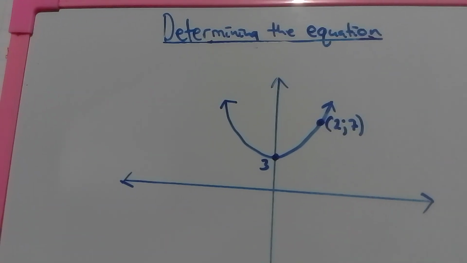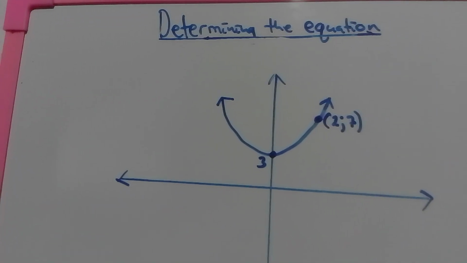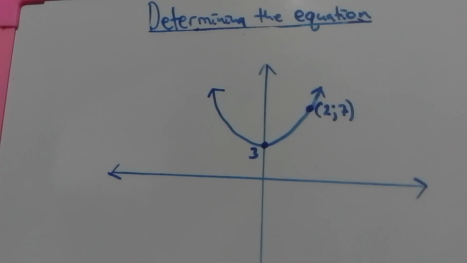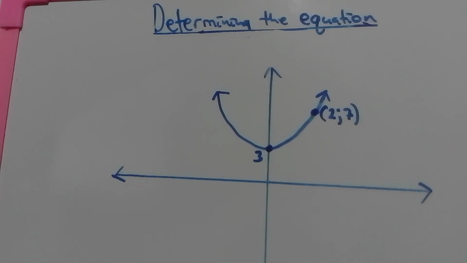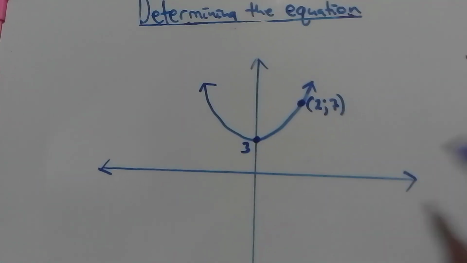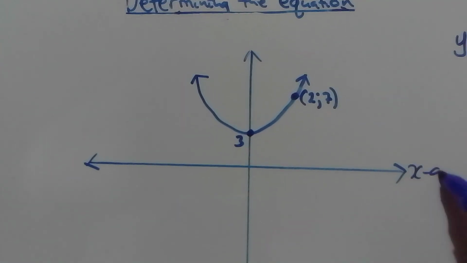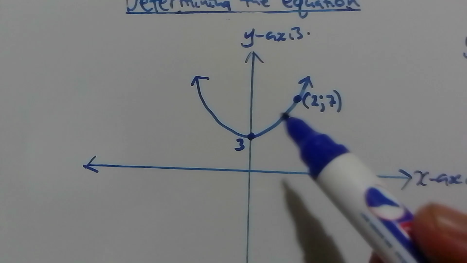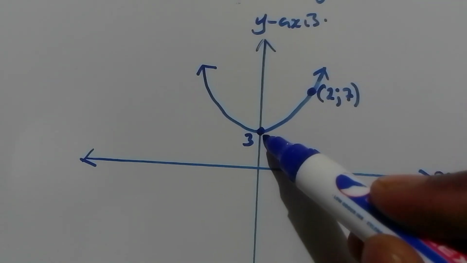Alright, in this video we're going to be determining the equation of a parabola. So this is the graph that we are given, right? The first thing that I notice is that here at 3, this is my x-intercept. This is the x-axis. This is the y-axis. So this is my y-intercept.